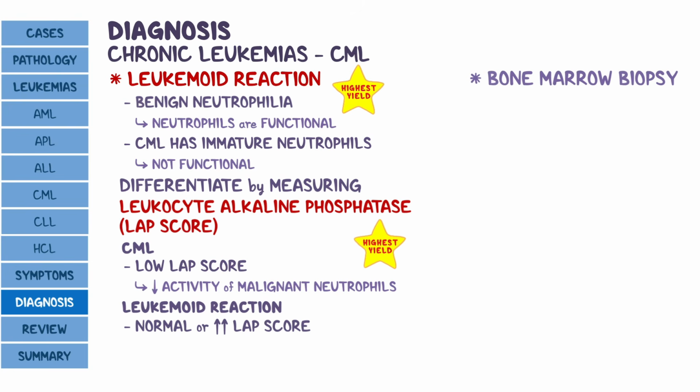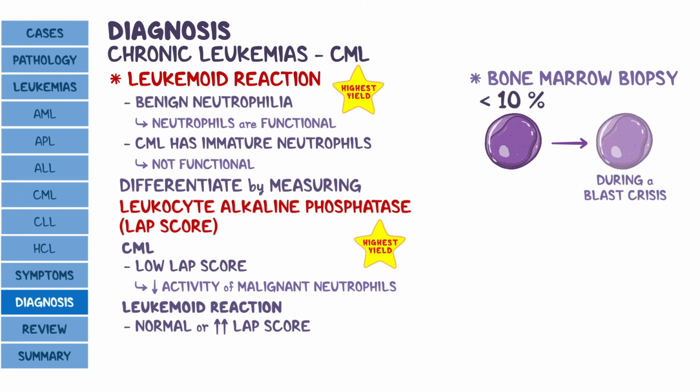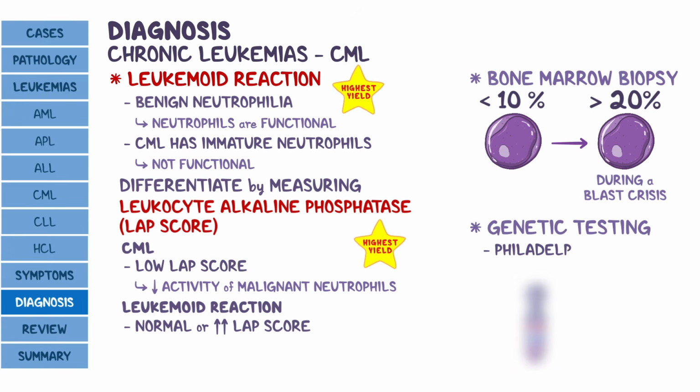Bone marrow biopsy will show less than 10% blasts, but during a blast crisis, this could go above 20%. For a conclusive diagnosis of CML, genetic testing must be done to look for the Philadelphia chromosome.